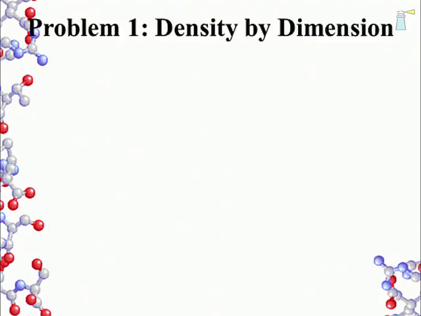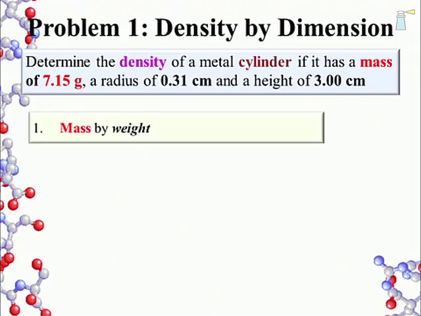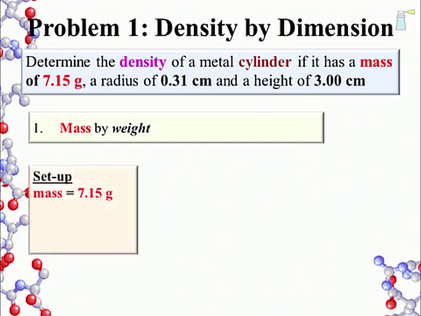Problem 1. Determine the density of a metal cylinder if it has a mass of 7.15 grams, a radius of 0.31 centimeters, and a height of 3.0 centimeters. Step 1. Get the mass by weighing the object on a balance. We will use our basic problem-solving technique for this problem. That means mass goes into the setup as a known quantity. Mass equals 7.15 grams. Remember, this is actually weight.